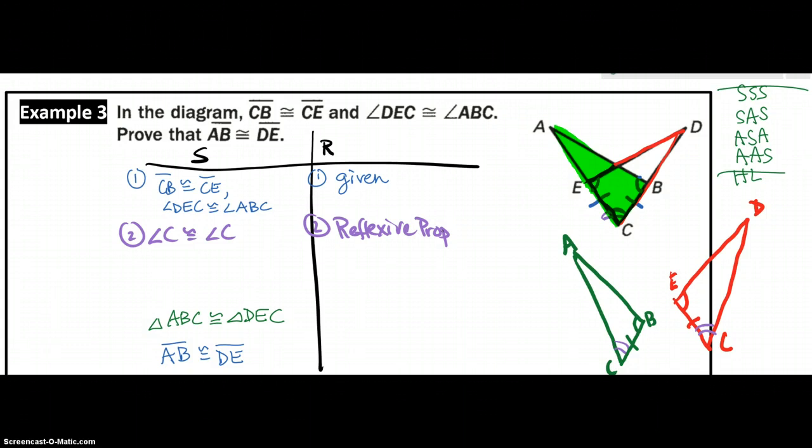That's enough to show that the triangles are congruent, so we can now put a 3 by this. They are congruent by which theorem or postulate? Angle, side, angle, because the side is between the 2 angles. So then we know the segments are congruent because if the triangles are congruent, their parts are congruent.